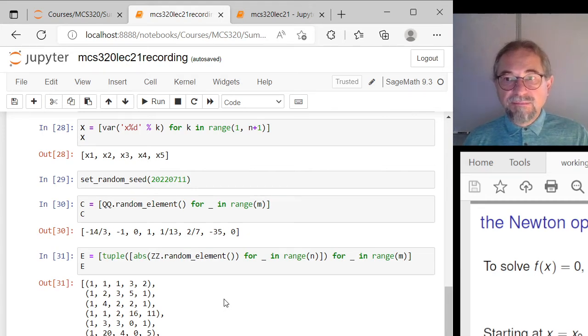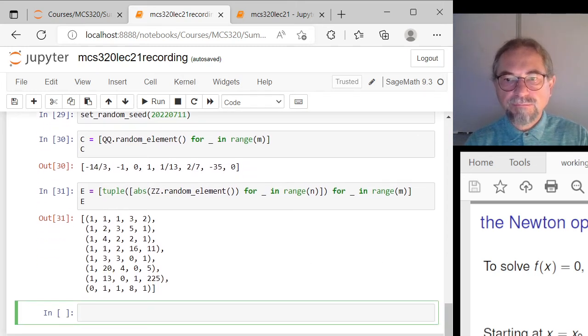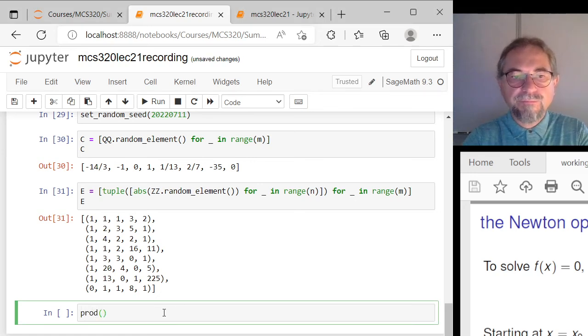Okay, so let me introduce now the product operator. So we have our two lists, the C and the E, but let me make a monomial out of the first exponent vector. So I will make the product of the variables. So I have the ith variable. Perhaps I can do this a little bit nicer. And I have the exponents.